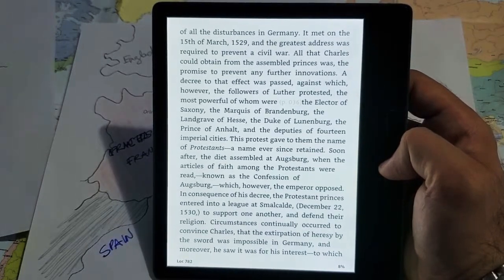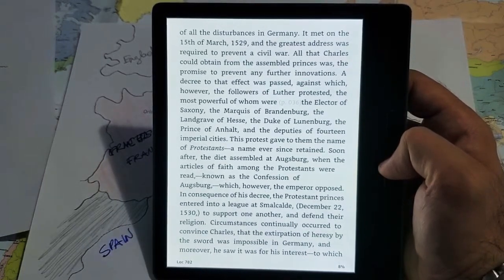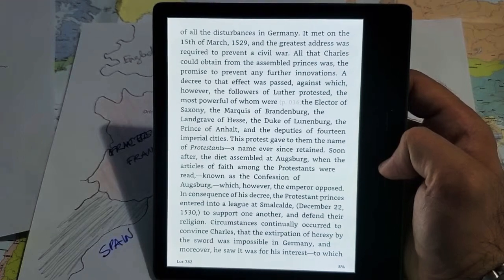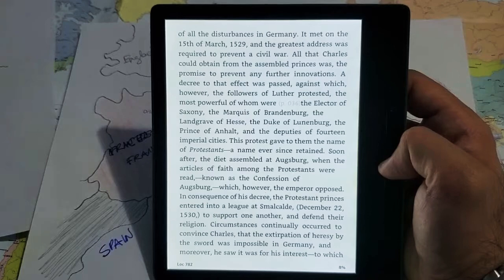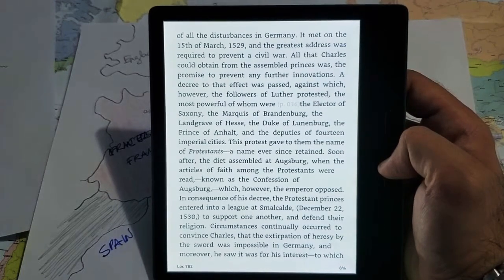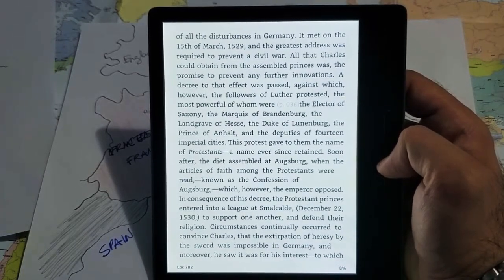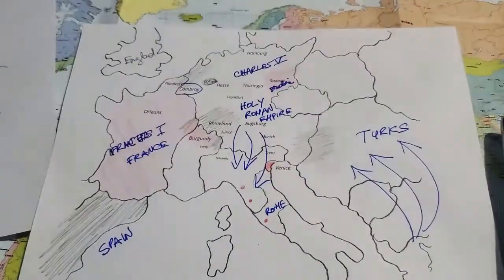A decree to that effect was passed, against which, however, the followers of Luther protested, the most powerful of whom were the Elector of Saxony, the Marquis of Brandenburg, the Landgrave of Hesse, the Duke of Lunenburg, the Prince of Anhalt, and the deputies of 14 imperial cities.